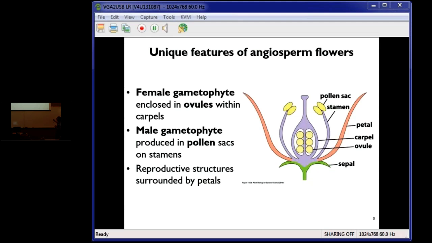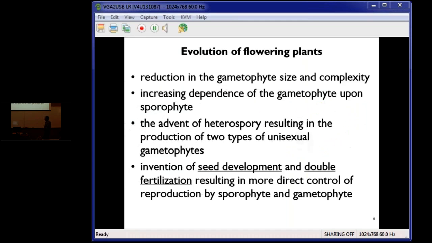And then the reproductive structures are all enclosed within a floral structure, which is relatively elaborate and has petals and sepals. And this elaborate structure very likely has evolved in order to allow efficient pollination to take place, and perhaps is an underlying reason for the success of angiosperms.